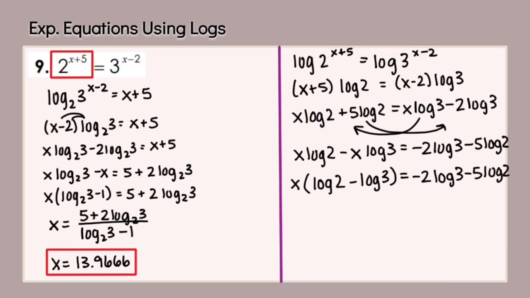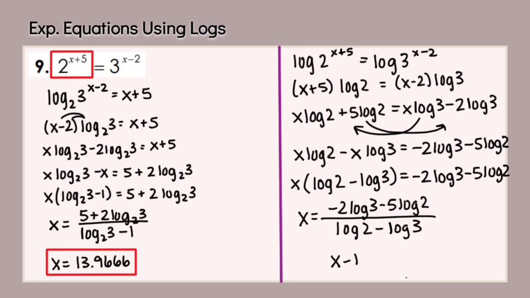And finally, we can divide. We will get x equals negative 2 log 3 minus 5 log 2 over log 2 minus log 3. And probably my favorite thing about this method is that my logs no longer have bases. So when we type this in our calculator, it will be easier to type in, and it requires about the same amount of work. But either way, we get the same solution, 13.9666, and now you have two methods for solving these more complex equations.